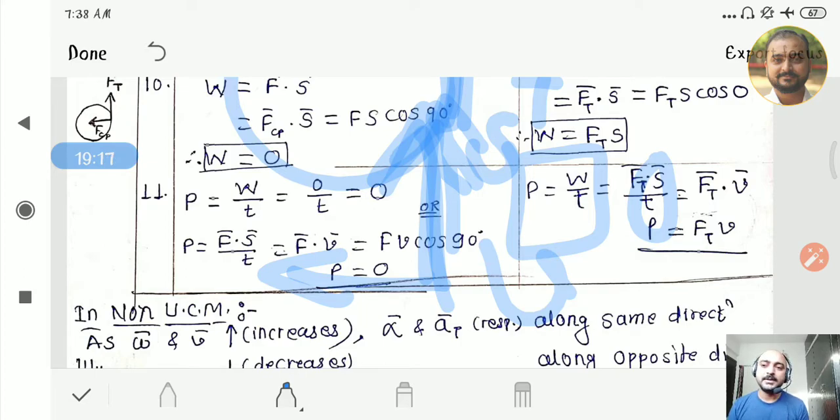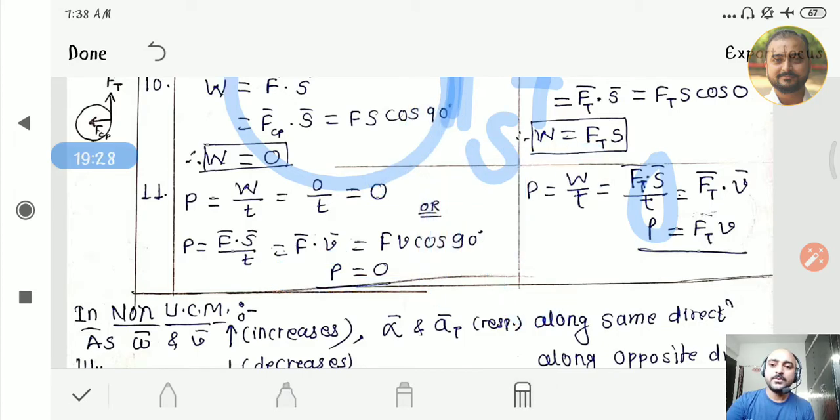So in this manner, these are the distinguishing points between uniform circular motion and non-uniform circular motion. So friends, remember them carefully. If you have a doubt, you can make a comment in the comment box.